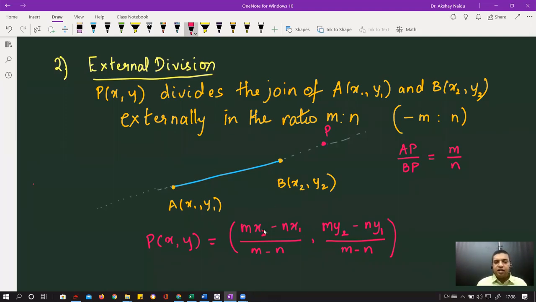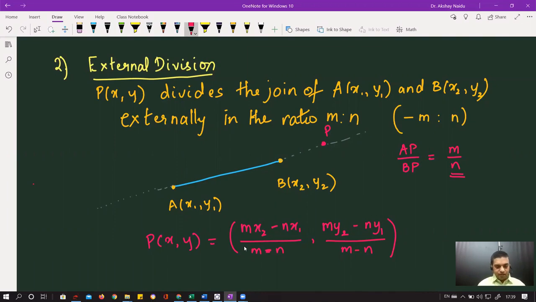Now you may say, can't I write minus m and plus n? Does it make a difference if P is on the right of B or the left of A? It doesn't make any difference, because whether you apply a negative sign for m and positive sign for n, or a positive sign for m and negative sign for n, it is the same. Here remember m and n are positive values. When I say minus m is to n, m and n are positive values, and this negative sign in between is a must. This is the formula for external division.